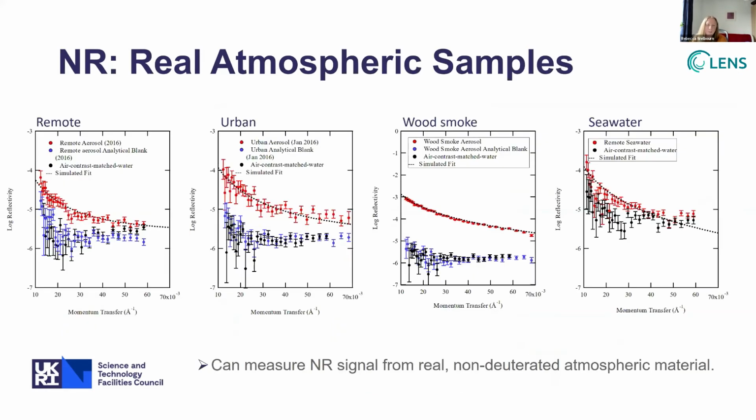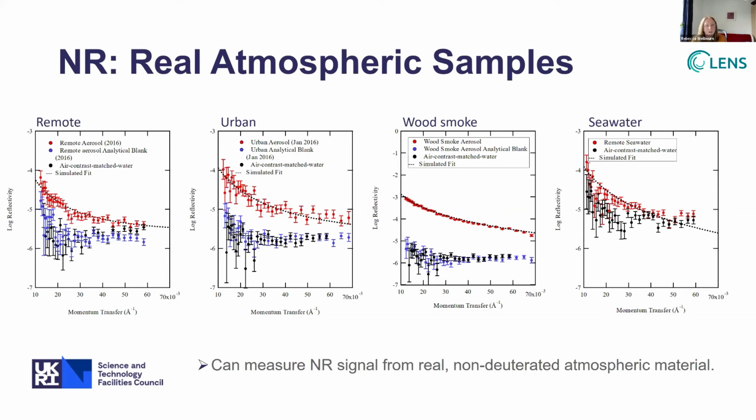So what do we see? Well, this is our data from our reflectometry of these atmospheric samples. In each case, the red curve shows the reflectivity from the aerosol sample. The black is just the air contrast matched water without a layer on the surface, so it's effectively our baseline. And the blue is a blank, so it's a filter treated in the same extraction process as the aerosol, but without the aerosol present.